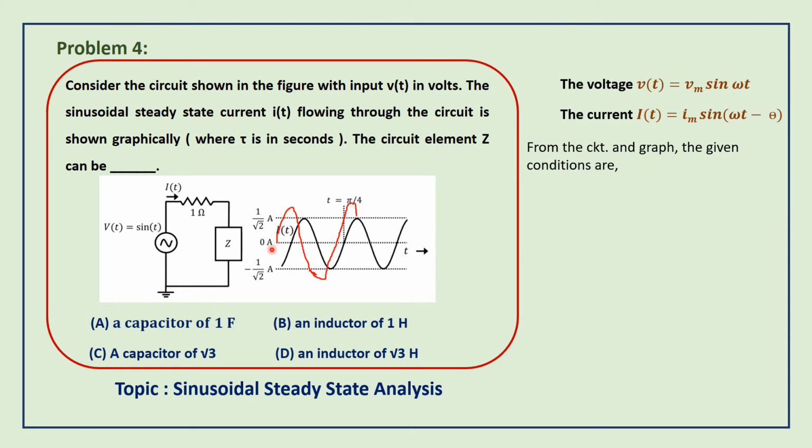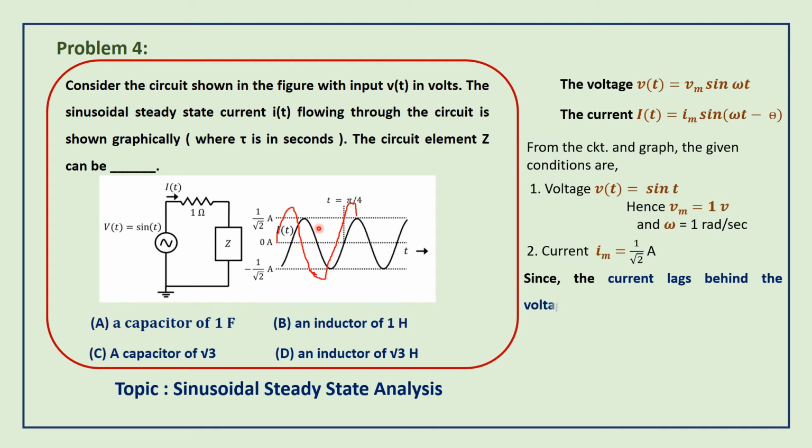From the circuit and graph, you can find out some of the values. In the circuit, V(t) is given as sin t. From this we can find the amplitude Vm = 1 volt and ω = 1 radian per second. And then what is the current given? The amplitude of the current waveform is 1 by root 2 amps, so we can represent Im = 1/√2 amps. Since the current lags behind the voltage, we can conclude that the given component Z can be an inductor.